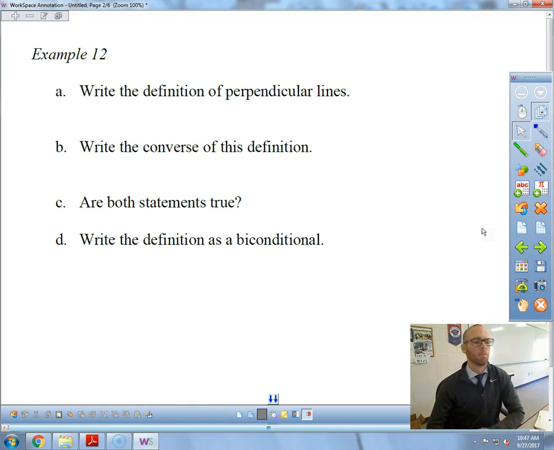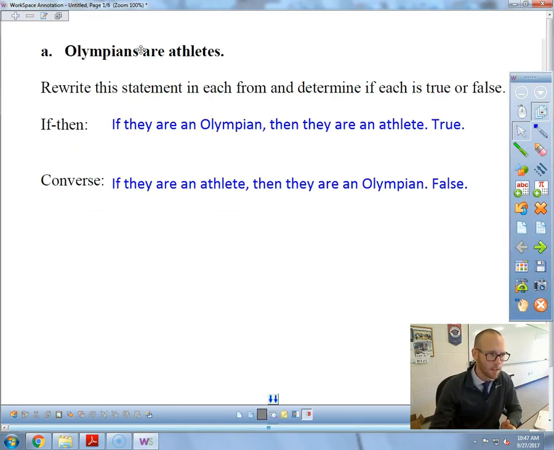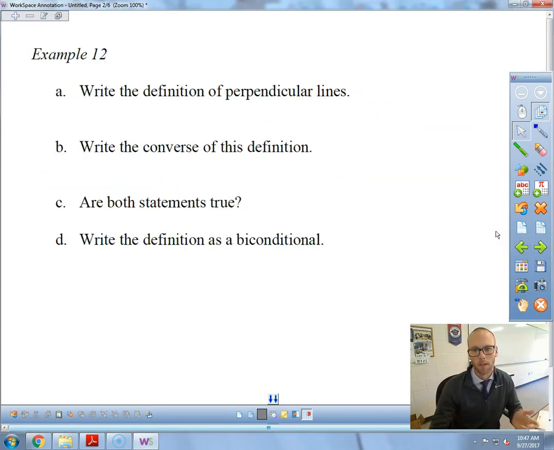All right, so write the definition of perpendicular line. We have to recall what this word perpendicular means. I hope you recall that being perpendicular means that two lines intersect to form a right angle. Now instead of writing it like this, where we say perpendicular lines are two lines that intersect to form a right angle, we put it into an if-then form. Because we know that it's not just the statement that's important, we have to look at the converse as well.